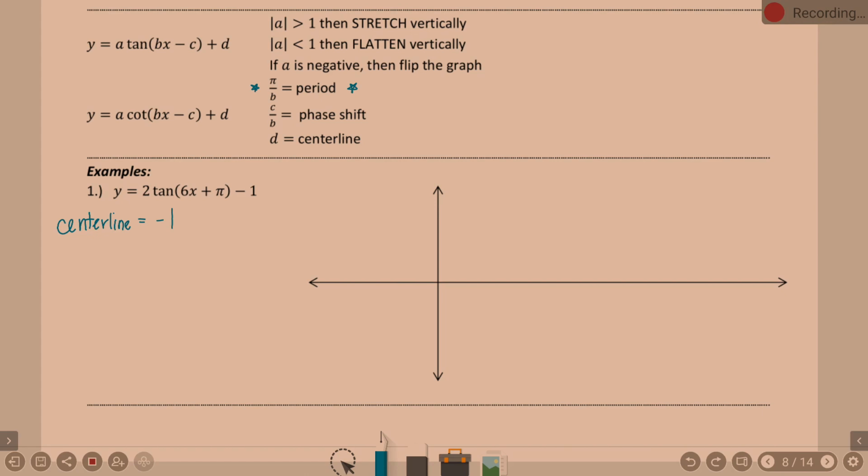Okay. Our A value is vertical stretch or shrink, or flat stretch or flatten is the wording they use here. And so this is going to be a vertical stretch. And it's a vertical stretch by a factor of 2. Not that you're going to label 2 or count or anything. It's just that's what the value is.